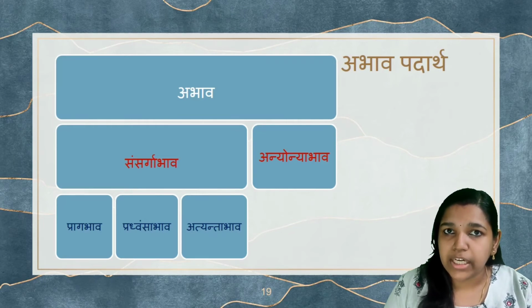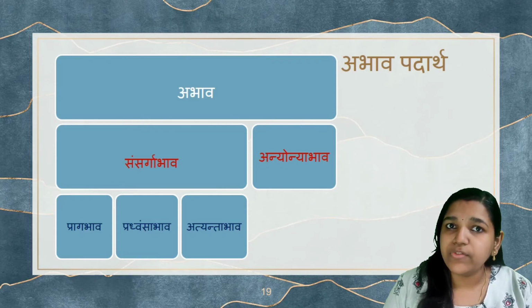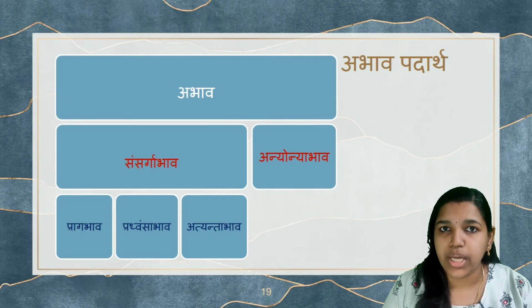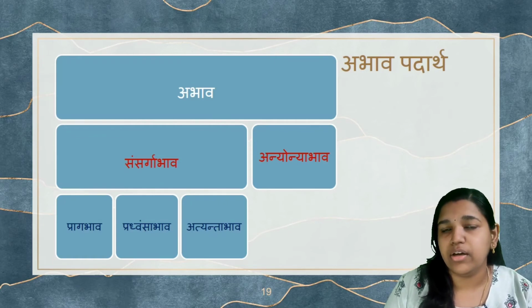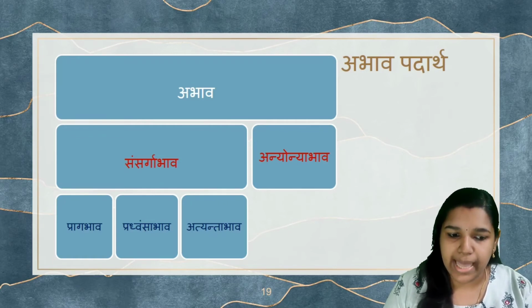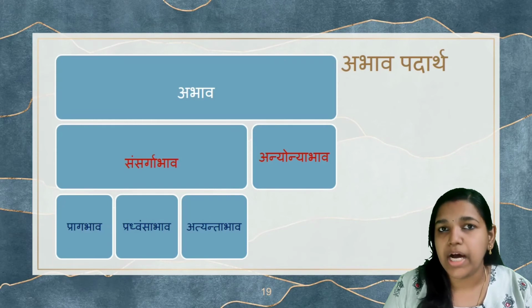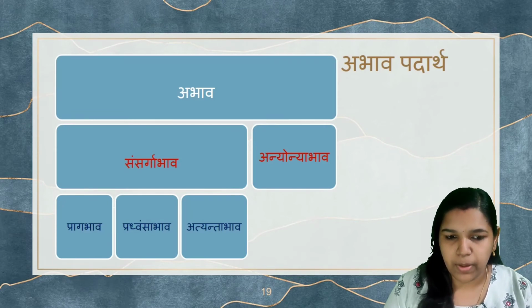So abhava padartha means that which is not existing, and this abhava is classified into two, that is samsarga abhava and anyonya abhava. Samsarga abhava means on the combination of something the abhava is there, and anyonya abhava means there is an absence of something in something else. So this samsarga abhava is classified into three, that is prag abhava, pradhvamsa abhava and atyanta abhava.